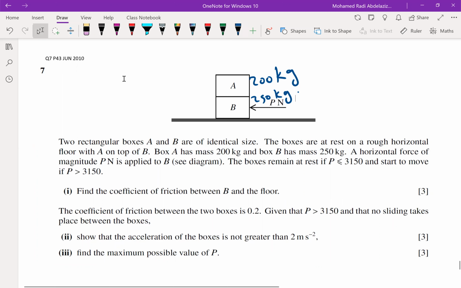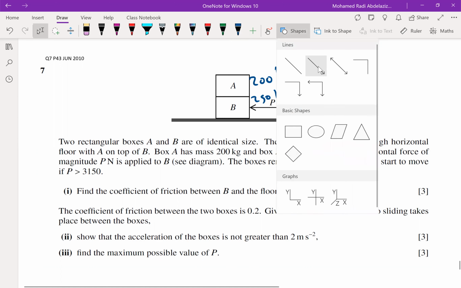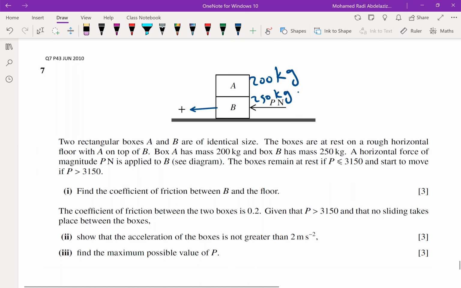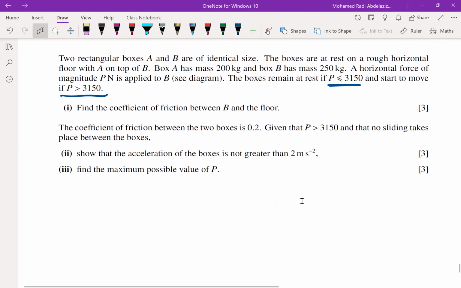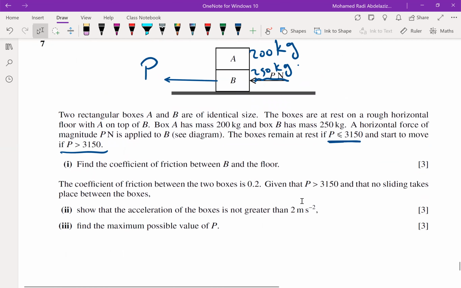A horizontal force of magnitude P acts on B. I prefer to extend the direction of the force P like this, so this is the force P coming out from B. A horizontal force of magnitude P is applied to B. The boxes remain at rest if P is less than or equal to 3150, and start to move if P is more than 3150 Newton. Find the coefficient of friction between B and the floor.